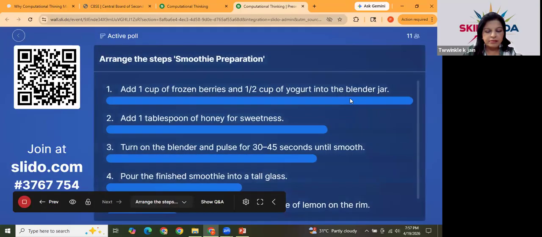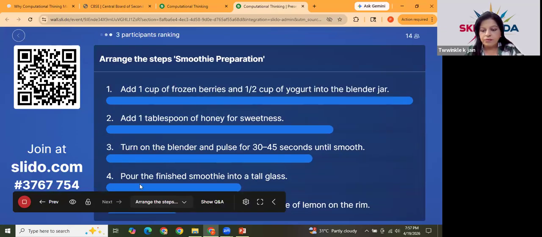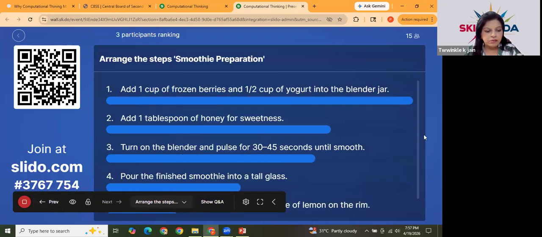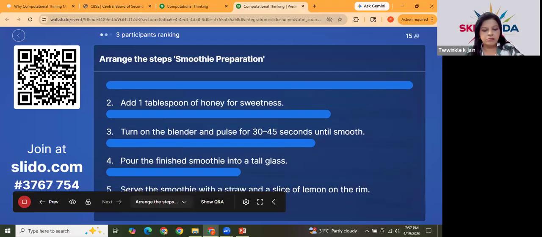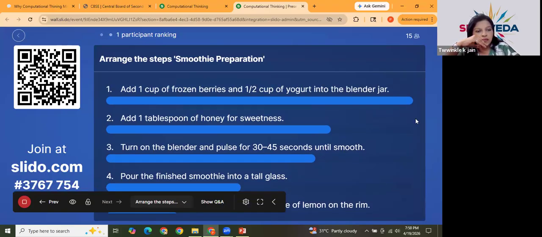I'll just present it. Hope you're all getting the screen. I think I got 11, 12 participants. So it is like ranking you have to do, which is step number 1, step number 2, step number 3, step number 4, 5. So you have to arrange it according to the rank, like one as the first.